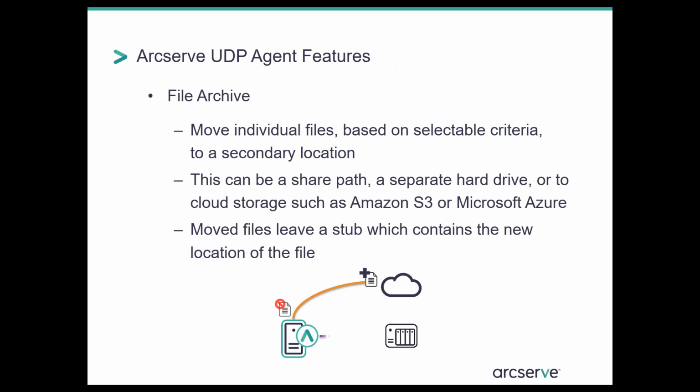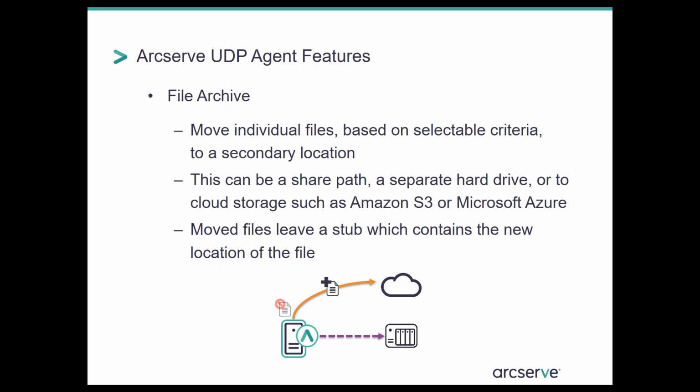And then lastly, we'll look at the File Archive feature. File Archive works in a similar way to File Copy, in that we choose a directory or multiple directories, and we can choose the files or file types. And then we can set criteria for the files to be archived. The location, again, like File Copy, can be a file share, an external hard drive or a separate hard drive, or the cloud. The main difference with File Archive is that instead of just doing a copy of the file to that location, we're actually moving the file.